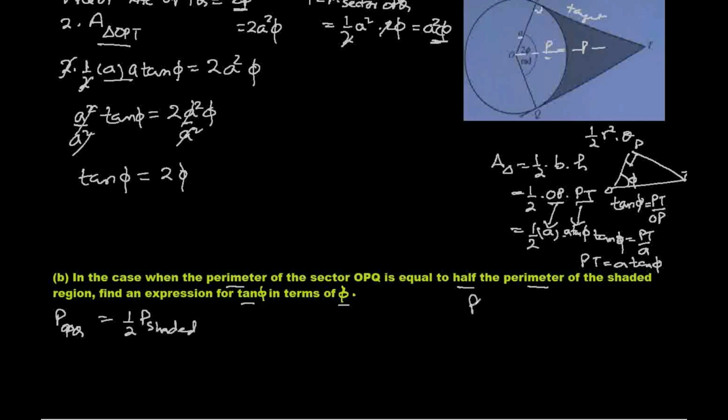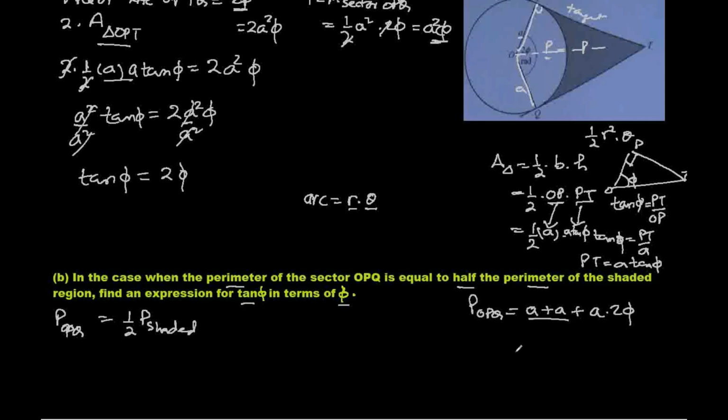So the perimeter of OPQ will be what? This line, which is radius A, and this line, which is also radius A, plus the arc, this PQ. And what is the formula for the arc? R theta, radius times the angle in radians. So R is radius A, theta is 2 phi, the angle it is subtending at the center is 2 phi.